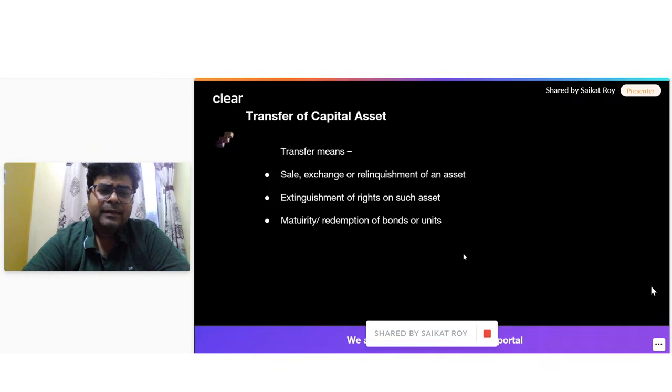Furthermore, if you have some bonds, if you are redeeming it at its maturity, that will also be considered a transfer of capital asset, and consequently capital gains tax will be levied upon it. And it may be long-term capital gains, it may be short-term capital gains, depending on the period of holding.